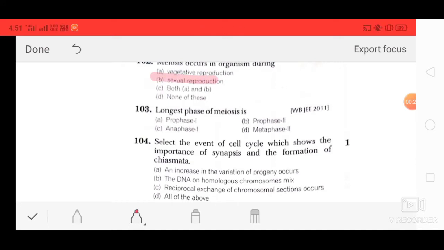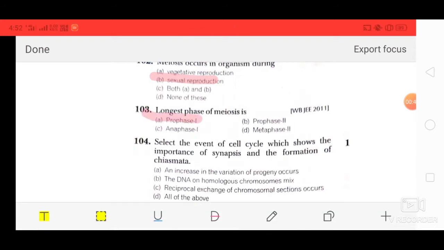Now the next question says that the longest phase of meiosis is, meaning which is the longest phase in meiosis. Options are A, prophase 1, B, prophase 2, C is anaphase 1, and D is metaphase 2. And the correct answer of this question is option A, that is prophase 1.